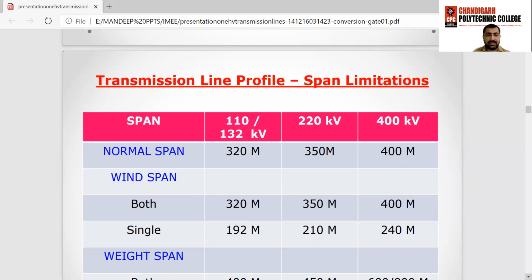And if we use the single side of the tower, then the wind span length for 110 or 132 kV line is 192 meter. For 220 kV line it is 210 meter, and for 400 kV line, if we use the single side of the tower, it is 240 meter. The length is reduced if we use the single side of the tower.